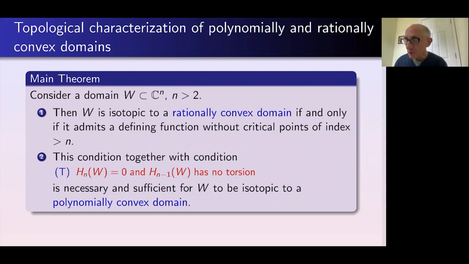And this is just because, by this characterization of Oka, polynomial convexity means the possibility of extending a defining plurisubharmonic function to Rn, and that means that if it already has non-trivial n-dimensional homology, then just by attaching handles of index no more than n, you cannot kill it. So it's easy to show that this condition is necessary, and what we proved is that it's also sufficient.